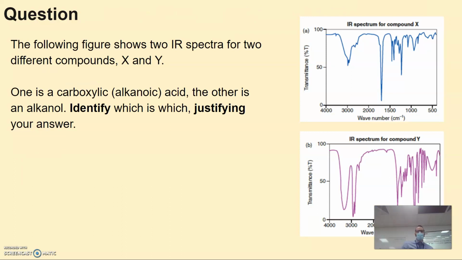Here's another question. Two IR spectra for compounds X and Y. One's a carboxylic acid, the other is an alcohol. Identify which is which, justifying your answer. Similar to the question we just looked at, or the worksheet, I should say. Straight away, you should be able to tell me. Carboxylic acid is the top. Why? Justify your answer. C double bond O and broad peak around 2500 to 3500. Yes, it doesn't have great intensity, but it's still a broad peak.